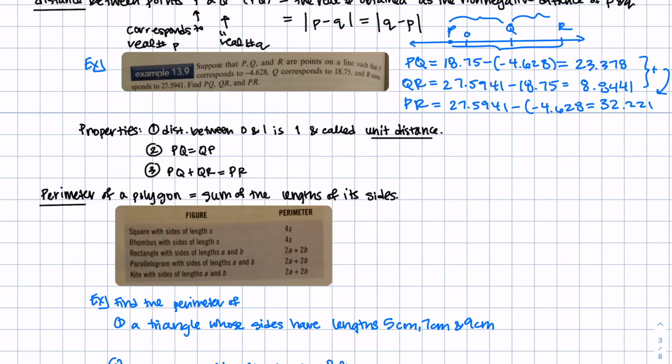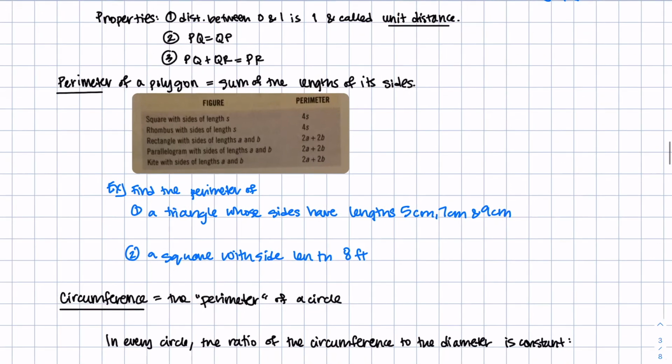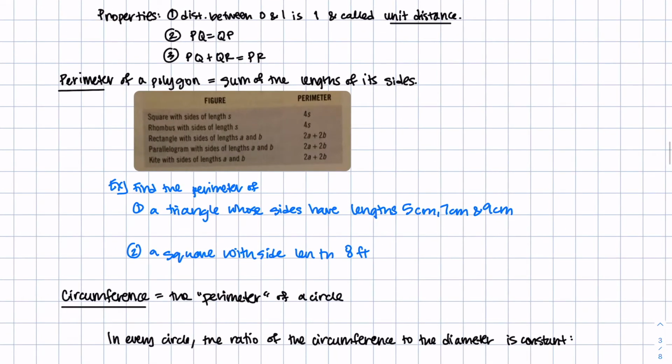And then to continue on with this notion of length, if I'm thinking about a two-dimensional figure, like a square or a triangle or a circle, the corresponding notion of length would correspond to the perimeter of that figure, or the perimeter of that polygon. So the perimeter of a polygon is the sum of the length of all of the sides.